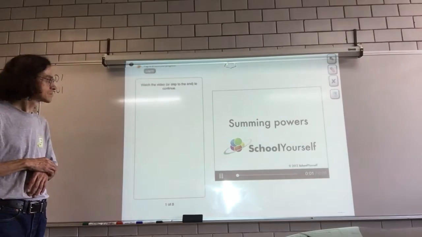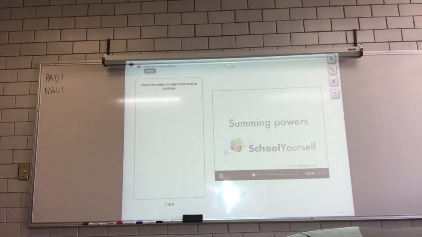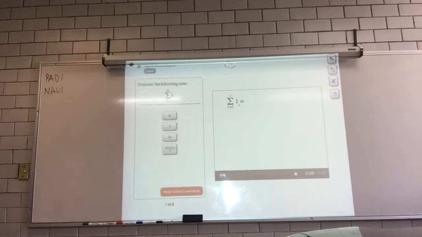Here we'll talk about summing up different powers. But let's start with a question. What's the sum from k equals 1 to n of 1?